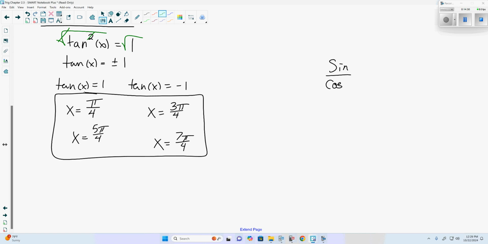pi over 4. Third quadrant is where tangent is also positive. We have a reference angle of pi over 4. So to find the exact angle that we're starting with, we add pi over 4 to pi, giving us our 5 pi over 4, because we can use the reference angles to get there. Because that pi over 4 is the reference angle, so we added it to pi to get it to our quadrant 3, giving us that there.